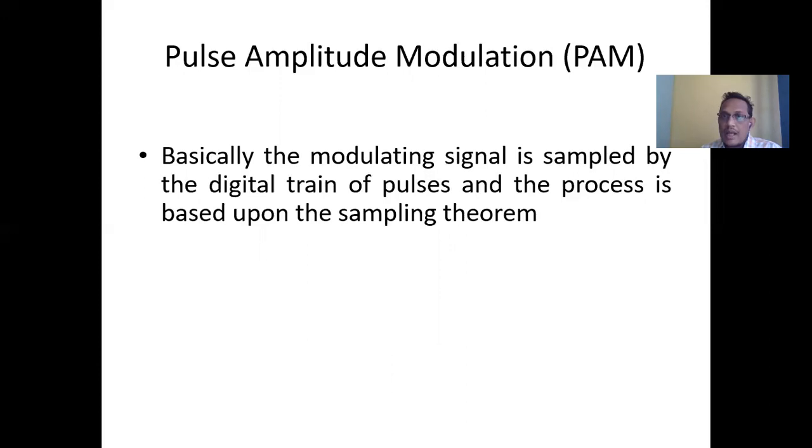This is called pulse amplitude modulation, and this is somewhat like amplitude modulation. While in amplitude modulation, the high frequency carrier signal, a sine wave, is changed in accordance with the amplitude of the modulating signal by keeping phase and frequency constant. But in pulse amplitude modulation, the high frequency carrier pulse is changed in accordance with the amplitude of the modulating signal or baseband signal by keeping width and position constant. That's why it's called pulse amplitude modulation.